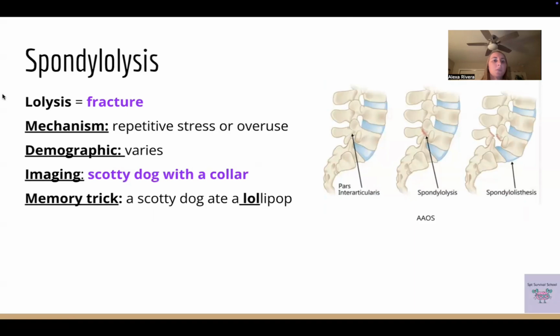Going now into -lysis. So think -lysis, fracture. Mechanism is repetitive stress or overuse, and the demographic will vary. Imaging in this picture here, the vertebrae all look like a Scotty dog, but the collar is what's going to indicate a fracture. You can see here that line through the edge there. The Scotty dog honestly always confused me, but it is a Scotty dog and it has a collar, so it is a fracture. And a memory trick that I like is a Scotty dog ate a lollipop. So associate lollipop with fracture.